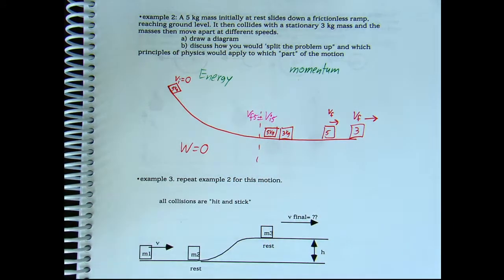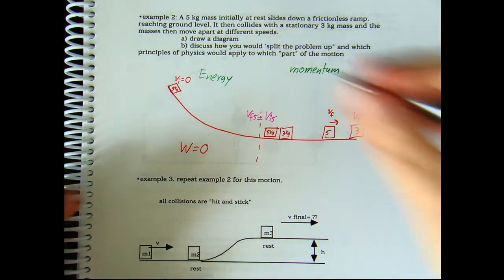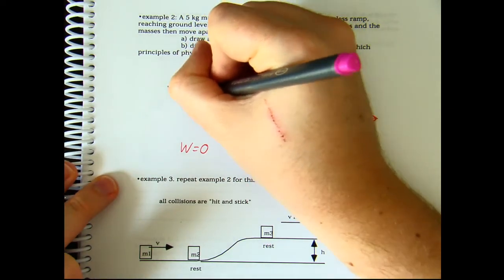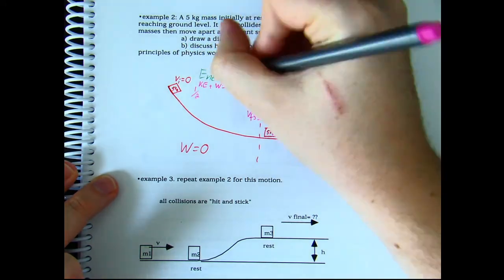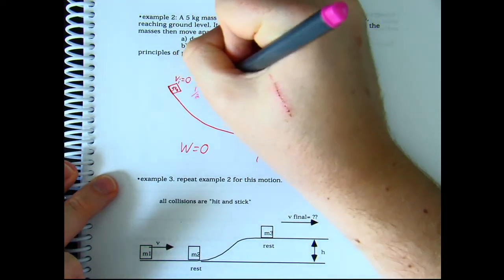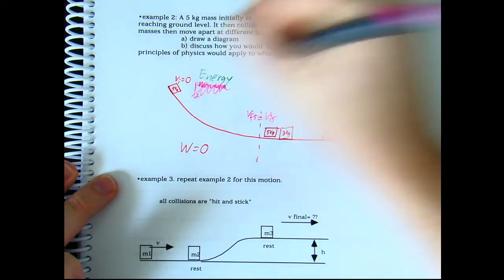So I'm not going to do all of the work. I'm going to do almost all of it. So here we go. We're going to have half kinetic energy plus work equals. Oh, I lied. Oh boy, that's bad. Sorry. Let's just start that over.